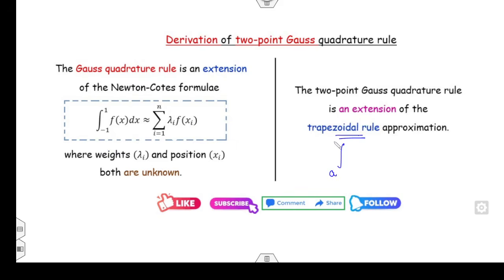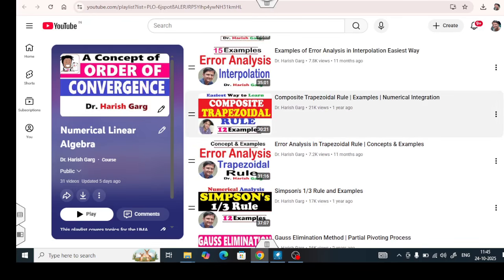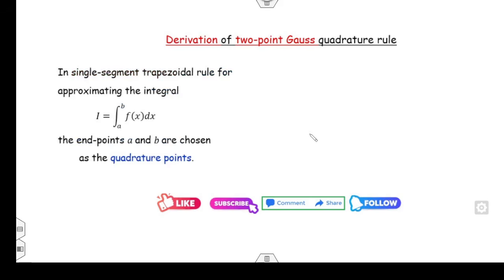We all know how we can integrate the function f(x) dx by using the trapezoidal rule, as we have discussed in our lecture on the composite trapezoidal rule as well as the error analysis. Because the two-point Gauss quadrature is the extension of the trapezoidal rule, we have to follow the same kind of assumptions as we did in the composite trapezoidal rule. Once we integrate from a to b, we use the formula h over 2 times f(a) plus f(b).